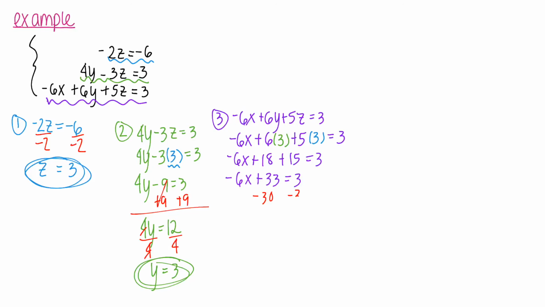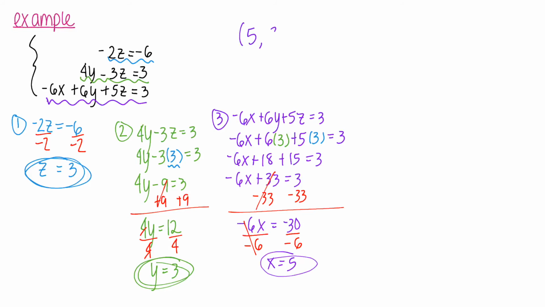Subtracting 30 on both sides. Oh, not 30. 33 on both sides. So -6x is equal to -30. Divide both sides by -6. X is equal to 5. So our final answer, 5, 3, 3.